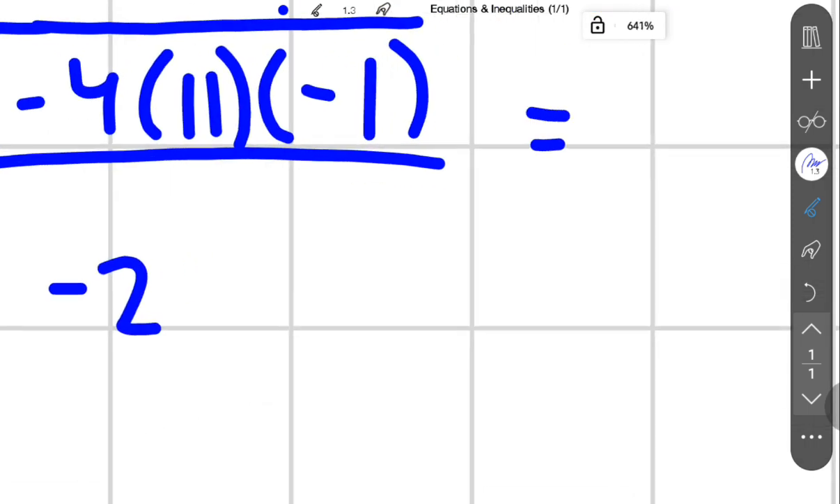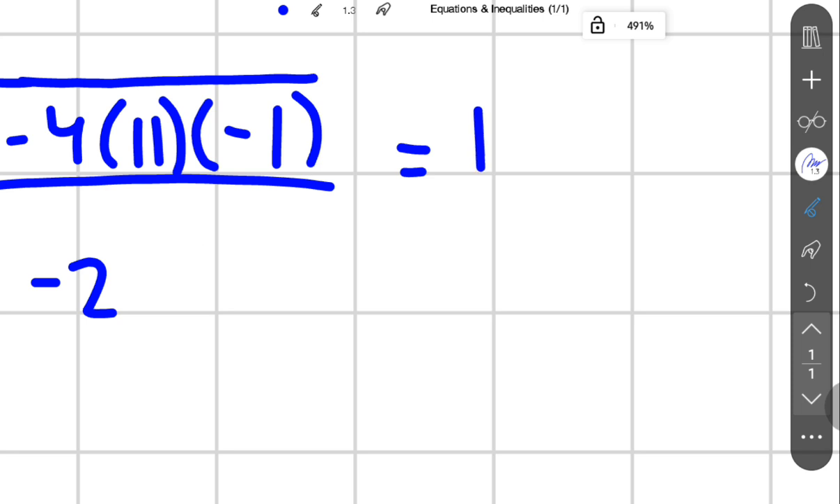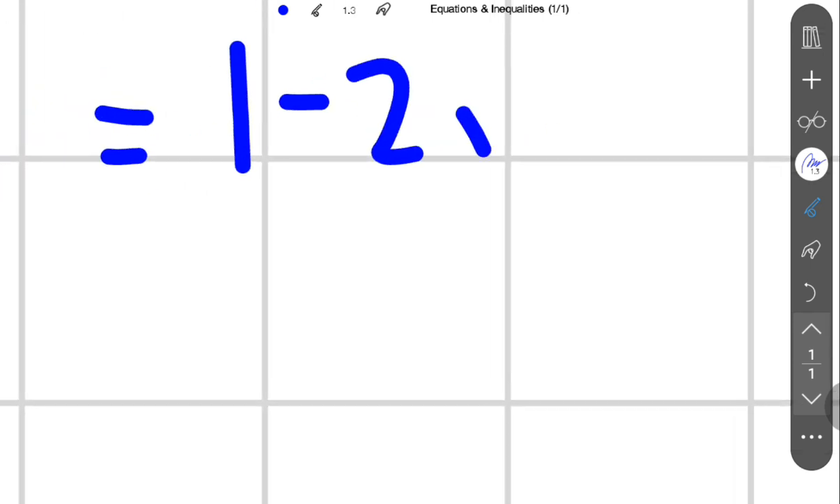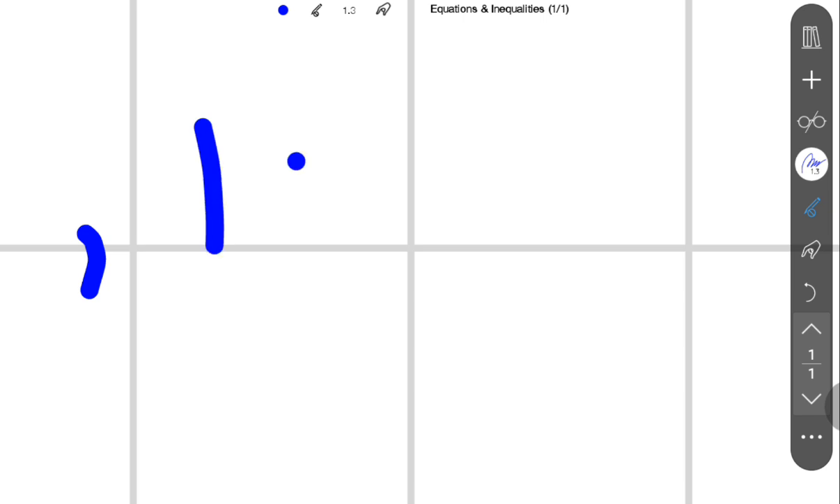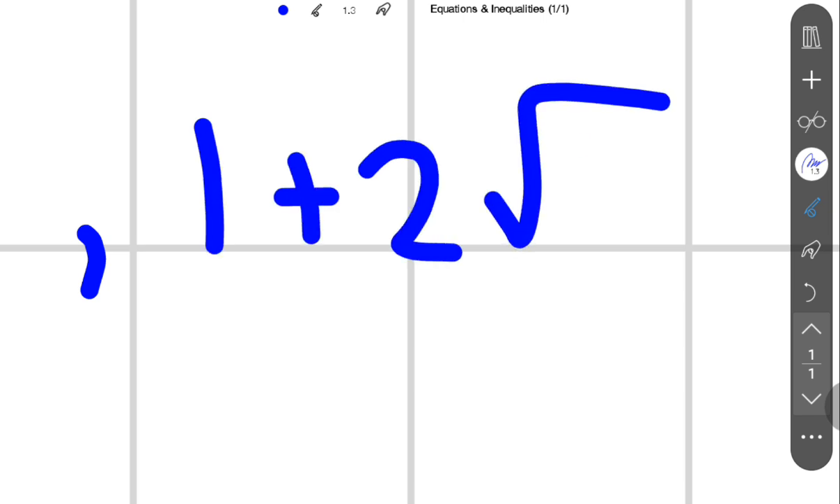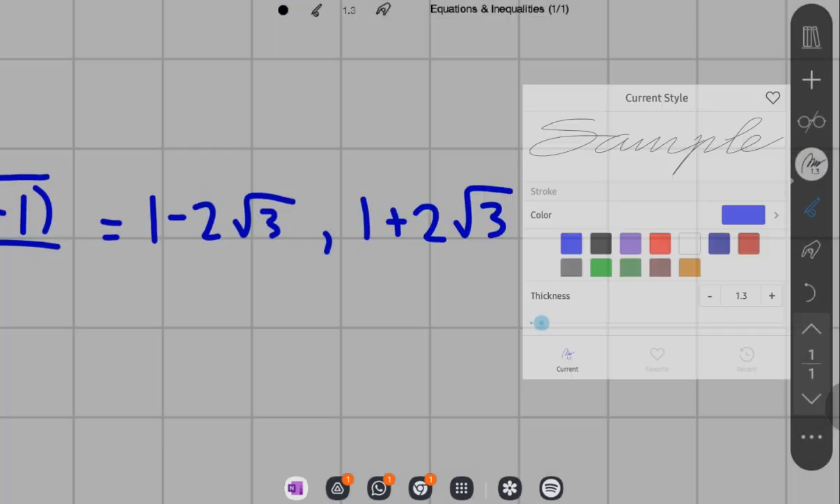So let me just put this in the calculator now. We have negative 2 plus the square root of 4 minus 4 times 11 times negative 1, all over negative 2. So we'll have 1 minus 2 root 3. And obviously this second possible solution will be 1 plus 2 root 3. So these are the values of x.